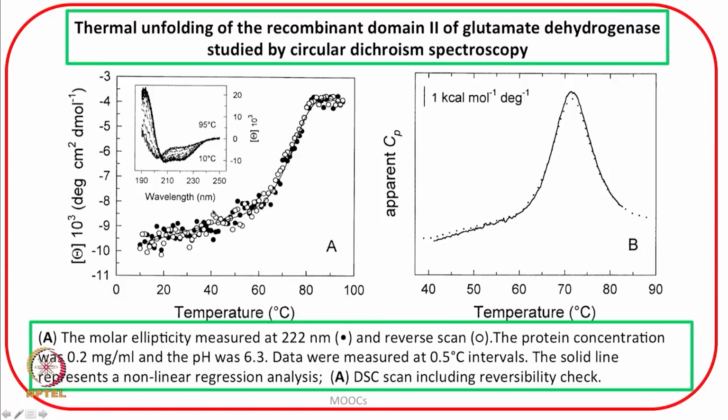And when you compare it with differential scanning calorimetry, where the reversibility is also checked by heating and cooling, or heating and reheating, you can compare the thermal transition temperatures obtained by both techniques; it is almost nearly the same. So, this example also demonstrates that circular dichroism spectroscopy can also be easily used to derive the thermodynamic parameters associated with the thermal unfolding of the process.